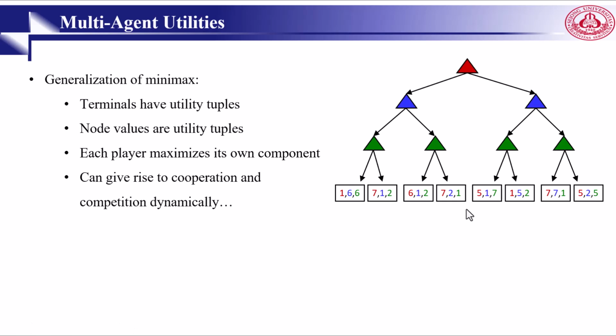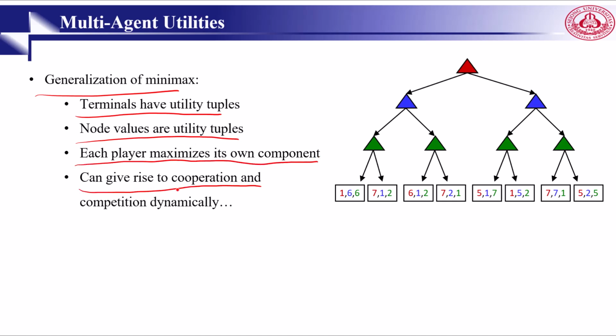So far, we have considered 2-player games, but what if the game is not zero-sum or has multiple players? In this case, we need to think of a generalization of Minimax. How can we do it? We can consider terminals to have utility tuples, node values are utility tuples, and each player maximizes its own component, which can give rise to cooperation and competition dynamically. So here, you can see we have multiple values for each one, right? Then we have to consider a generalization of the Minimax algorithm.